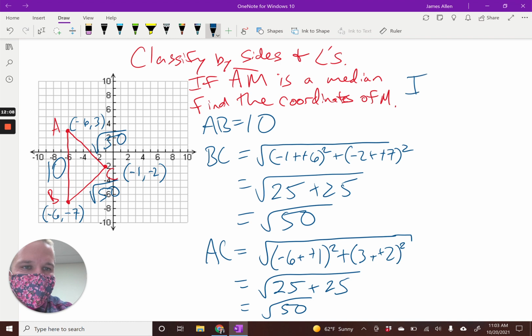This is an isosceles. Don't forget that sneaky C right there.